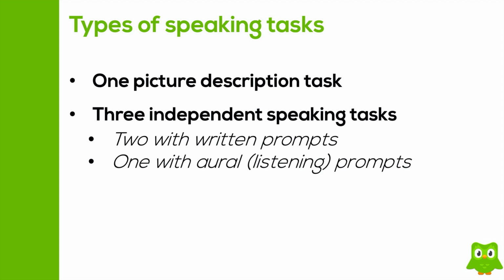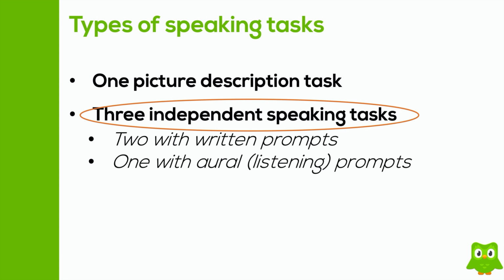So these are the different types of speaking tasks you have to do in the Duolingo test. One task is describing a picture. I did a long video on how to do this well. Find the link in the description. Then you have 3 independent speaking tasks. 2 of these are introduced to you with written prompts, and 1 is with an oral prompt. Oral just means through listening.